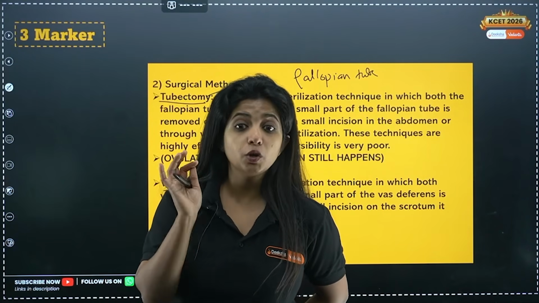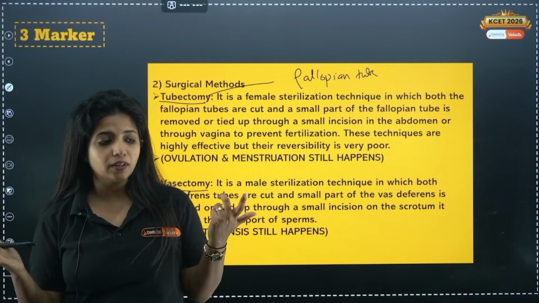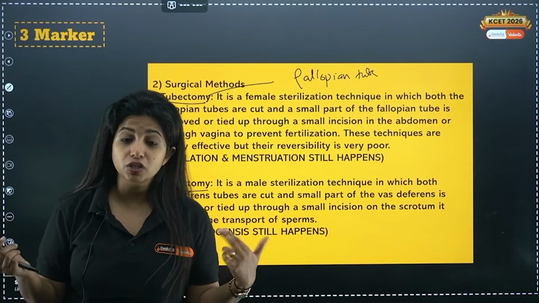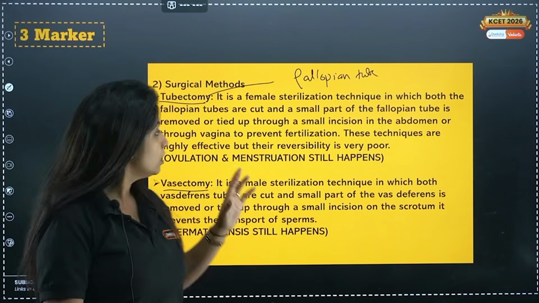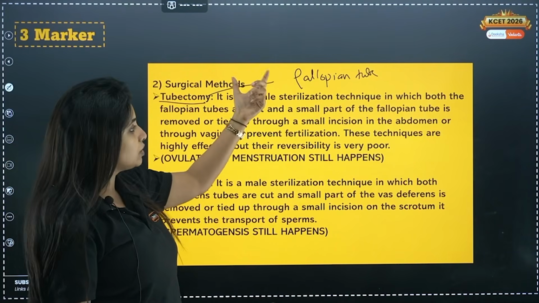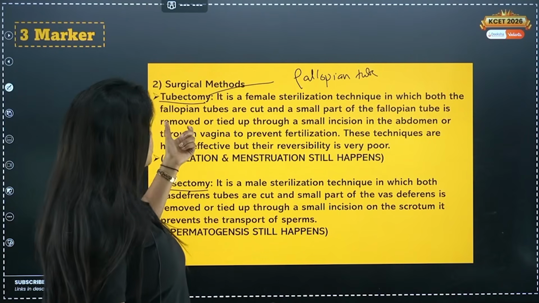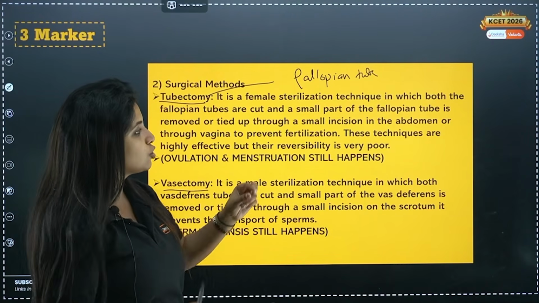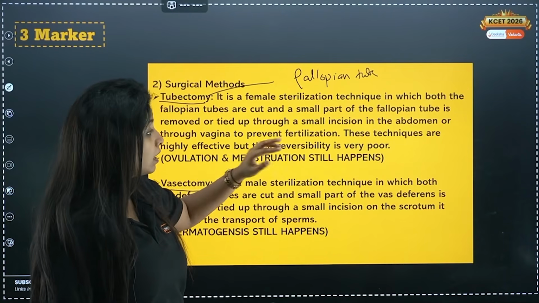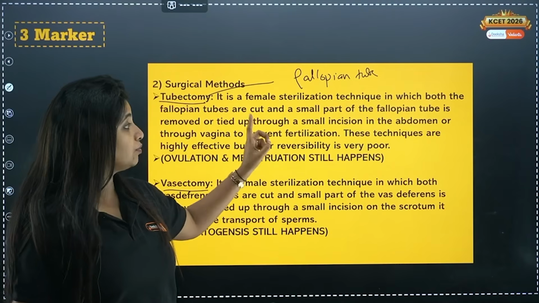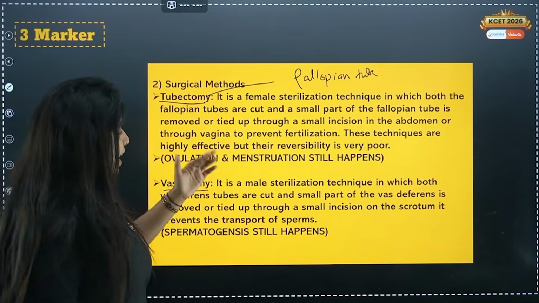And also remember, tubectomy and vasectomy, both of them have poor reversibility. Even if at one point of time we think that, okay, we need to have children, we cannot have them. There is a very poor reversibility rate over here. So it is a female sterilization technique in which both the fallopian tubes are cut and a small part of the fallopian tube is removed or tied up through a small incision in the abdomen. So through the abdomen it is done, or through the vagina. These techniques are highly effective, but the reversibility rate is very, very poor.